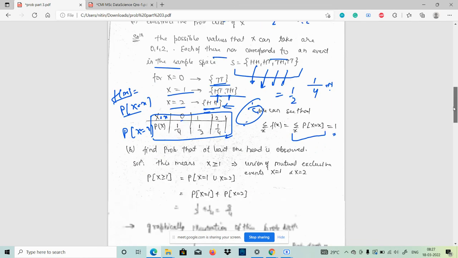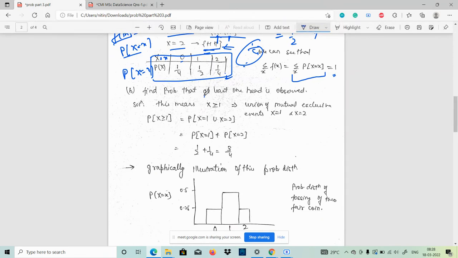Okay, so the second question is: find the probability that at least one head is observed. In the same question, we have to find the probability that X is greater than or equal to 1. X greater than or equal to 1 means X is equal to 1 or X is equal to 2. So it's a union of two events: either X can be 1 or X can be 2.